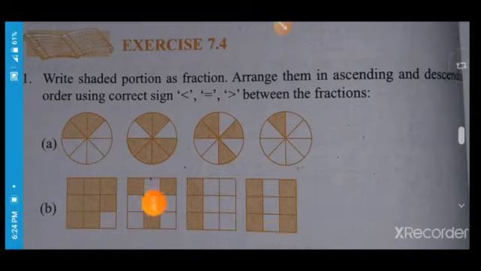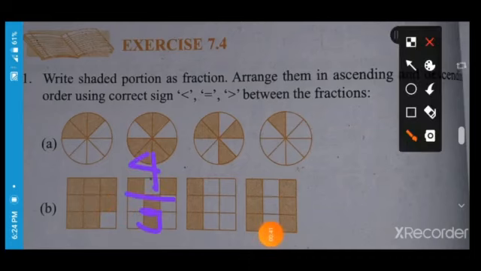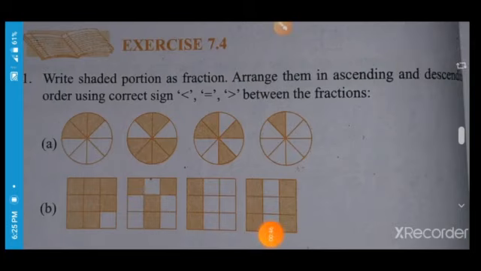Now for the second square, 1, 2, 3 and 4. 4 parts are shaded. So the fraction for this part is 4 upon 9. Now for this third square, there are 3 shaded parts and total parts are 9. So it is 3 upon 9. Fraction for this part is 3 upon 9.